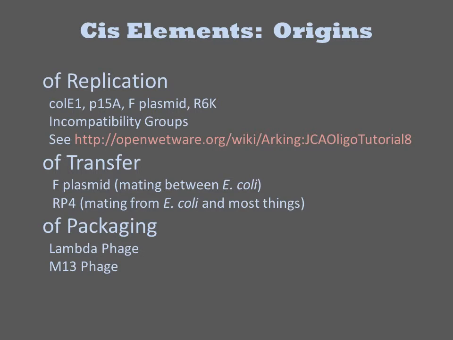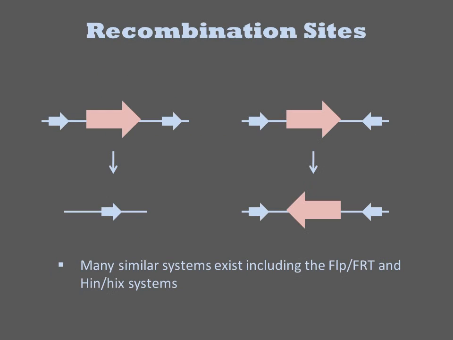If you'd like to read more about origins of replication and some of the details about their use, check out this URL here in pink. Origins of transfer initiate rolling circle amplification and transfer of the encoding DNA to another cell during conjugation. Origins of packaging initiate the packaging of the encoding DNA into a phage or virus particle.